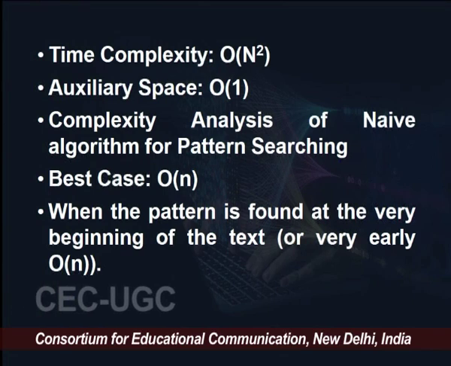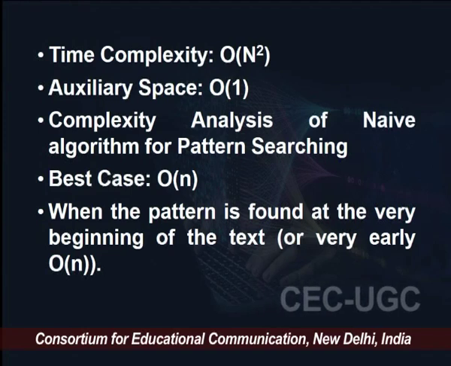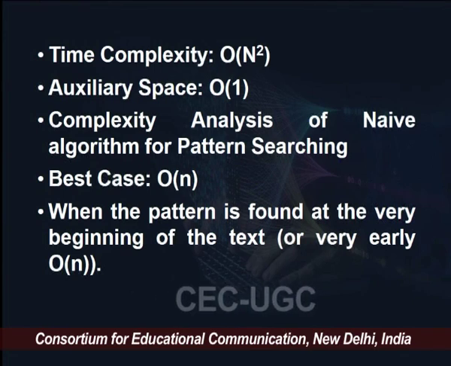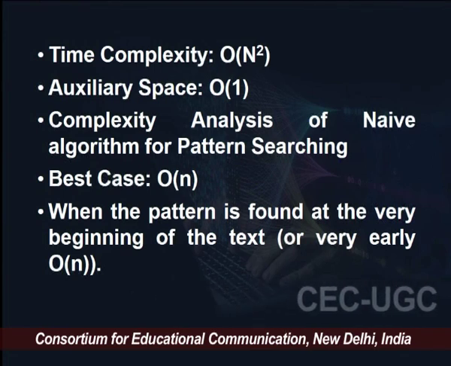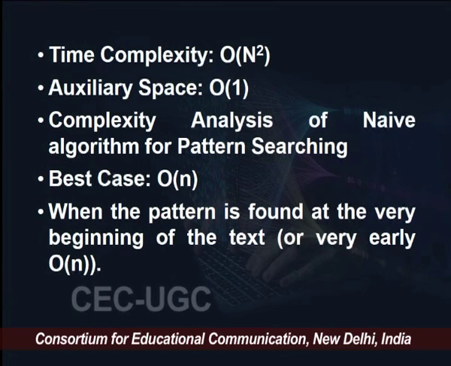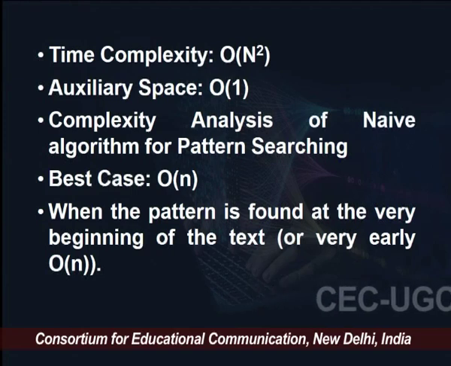Now, the time complexity is order n square, or you can simply say order m cross n. So, it is definitely not a linear time algorithm. Not much auxiliary space is required, so we can title it as a constant auxiliary space requirement algorithm, which is order 1.